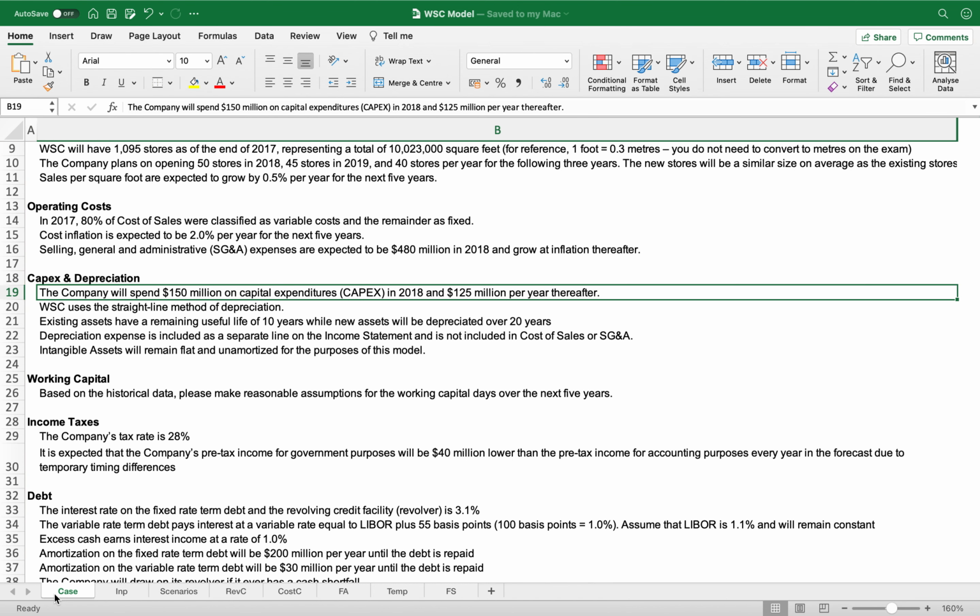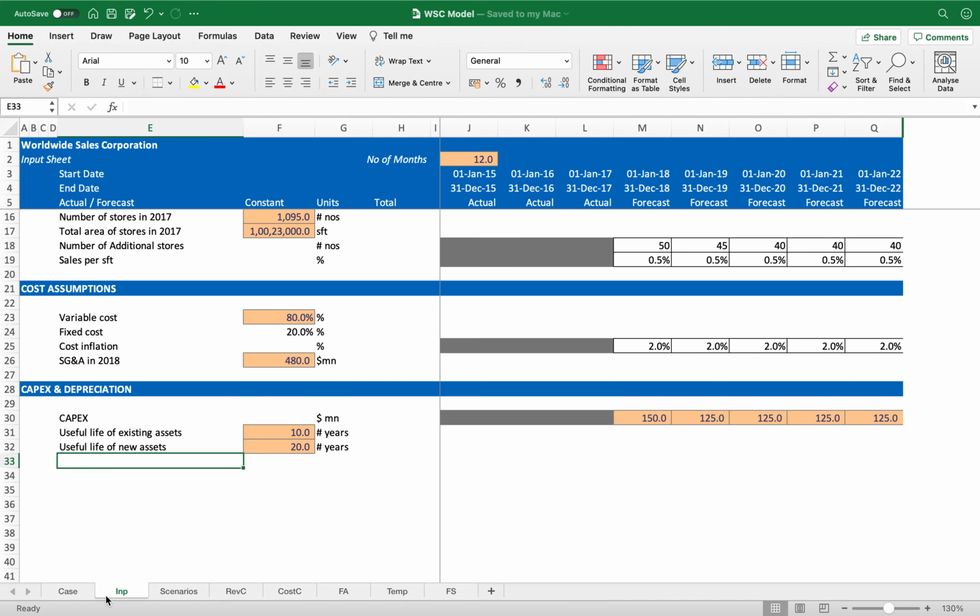So, looking at the case study, the next section is working capital. And the question says, based on the historical data, please make reasonable assumptions for the working capital days over the next 5 years. That means the question doesn't tell us what to consider for the future. It allows this flexibility to us, the professionals, while making the financial model, to consider whatever we find correct based on the historical data. So as it's very evident from this, we need to compute what the working capital days were in the historical years. So let's see that.